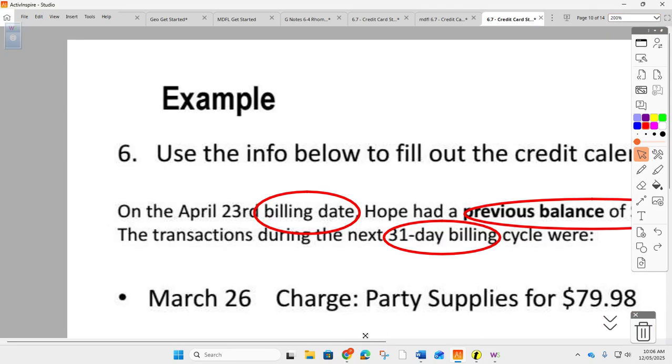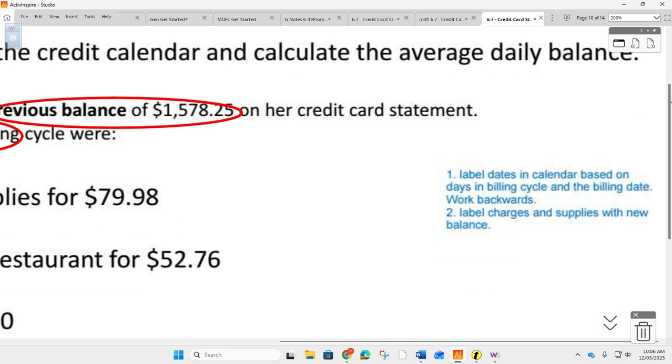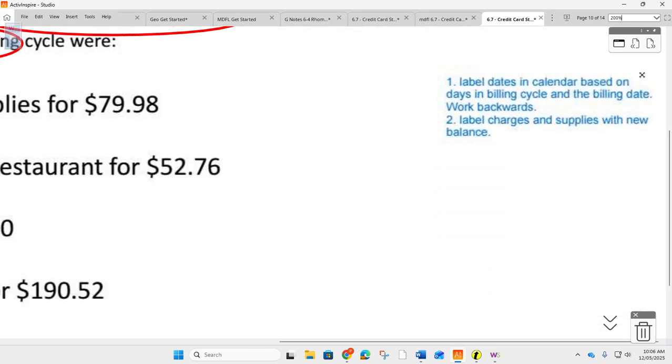So to create a credit calendar, you're going to label the dates in the calendar based on the days in the billing cycle and the billing date. That billing date's going to be the last day in the calendar, and then you're going to work backwards from there and fill it all the way in. Any days to the right, we don't use. Then you're going to label any charges or credits, and that says supplies. I do not know why it's not supposed to be a supply there.